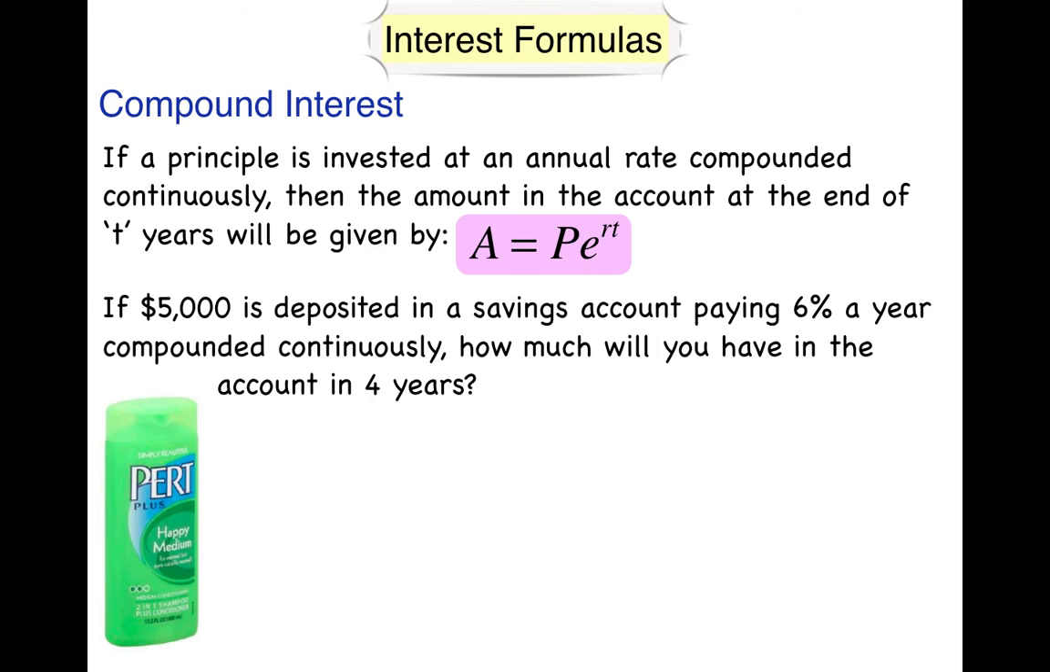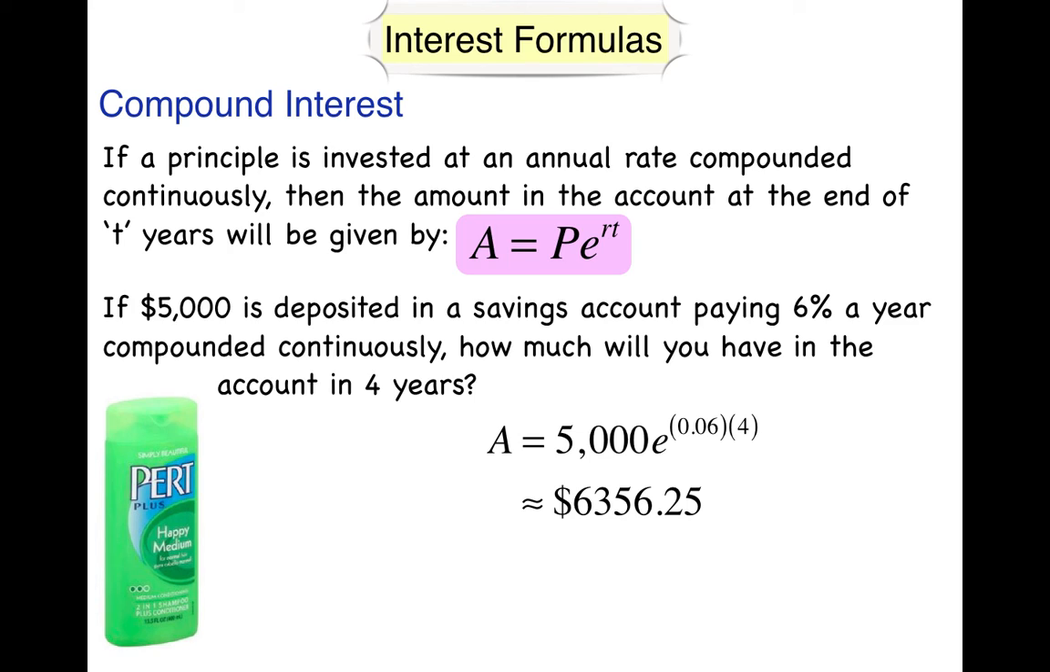Okay, so what we're getting once we plug all this stuff in is about $6,356.25. So really all I'm doing is multiplying 5,000 times the number e raised to the 0.06 times 4 power. So again, you could plug all this into your calculator using that second LN button. This is compound interest, but the difference is that you are continuously compounding.